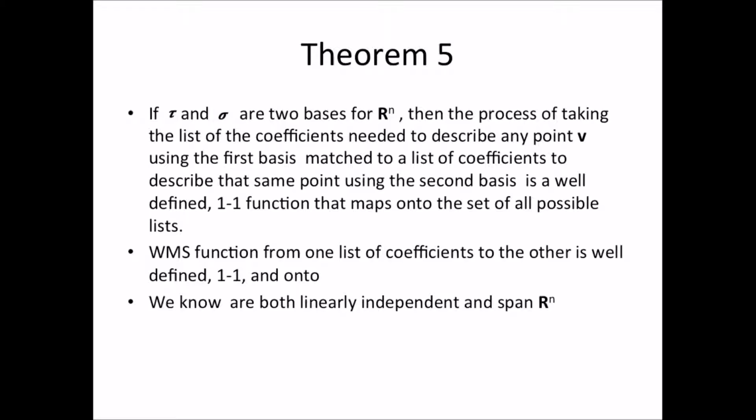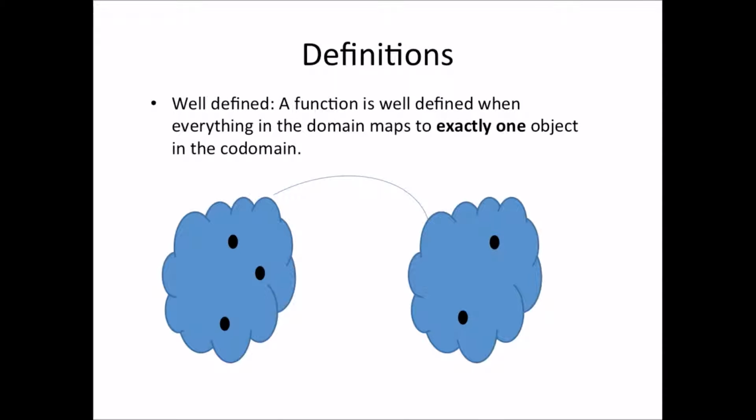So we must show this function that maps from one list of coefficients to the other is well-defined, one-to-one, and onto. And the evidence we will use is that both sets of coefficients are linearly independent and span Rn. Now, what's the definition of well-defined? A well-defined function is one where everything in the domain maps to exactly one object in the codomain.